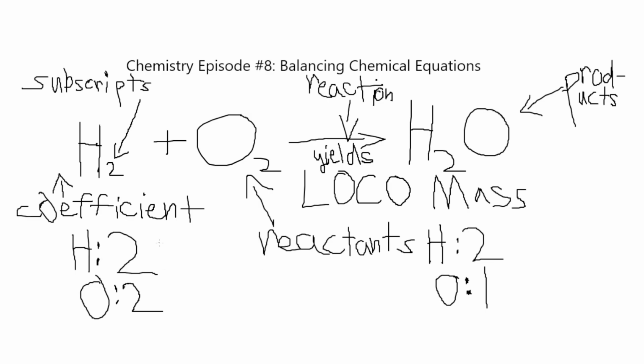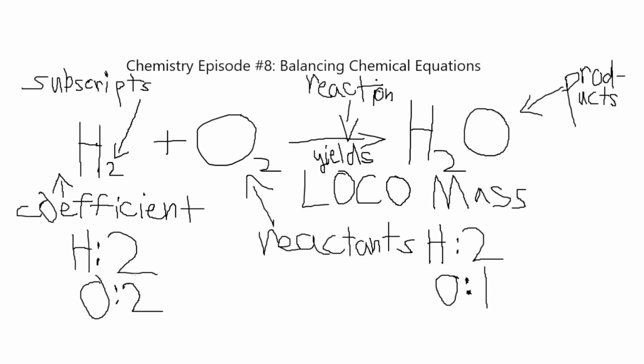Well, there are 2 hydrogen atoms on the left-hand side and 2 hydrogen atoms on the right-hand side. Sure, that's equal. But now there's 2 oxygen atoms on the left-hand side and 1 oxygen atom on the right-hand side. That's not equal, right? So what we can do is now add coefficients to make this equation balanced.